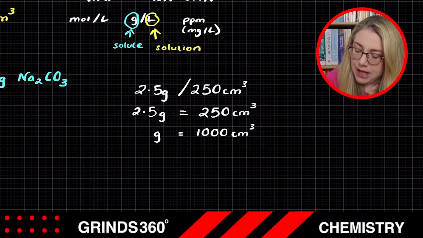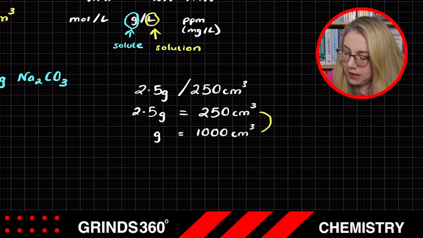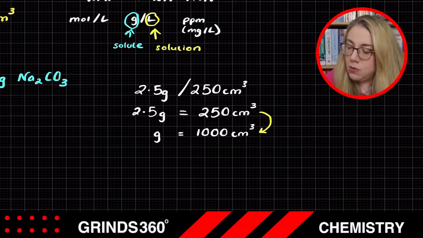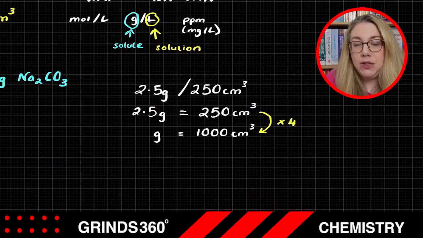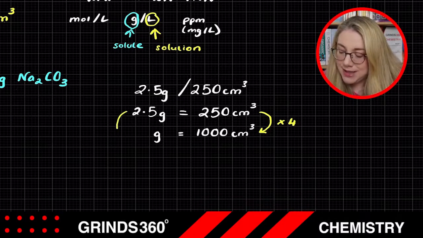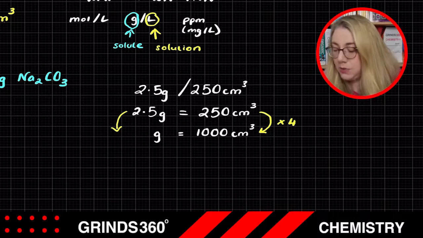Now here, if I want to go from 250 up to 1,000, what would I multiply? I multiply by 4. So if I'm increasing the volume of solution by a factor of 4, you also have to increase the amount of solute by the same amount. So whatever we do on the right-hand side, we also have to do on the left-hand side.